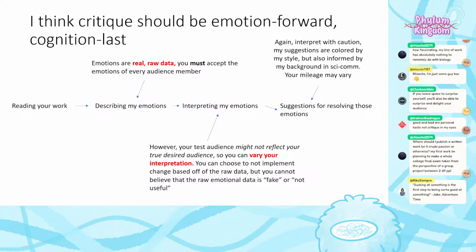Your emotions are your raw data. You cannot ignore your raw data. You must accept that your audience will feel emotions, and you must accept those emotions as being real and legitimate. Now, interpreting emotions is where you have some wiggle room, right? Your test audience might not reflect your true desired audience, so you can vary your interpretation, right?